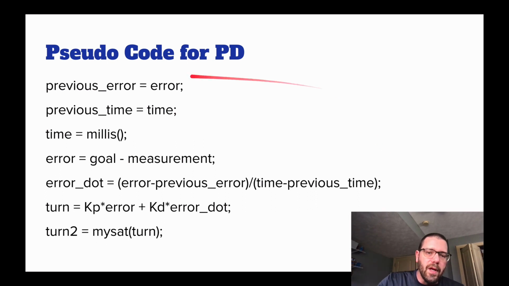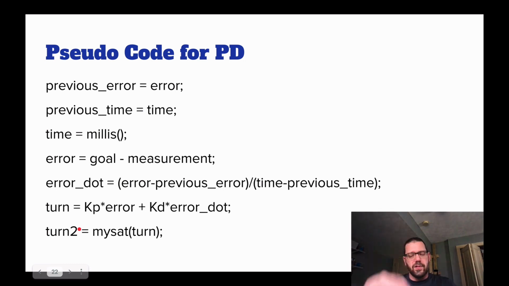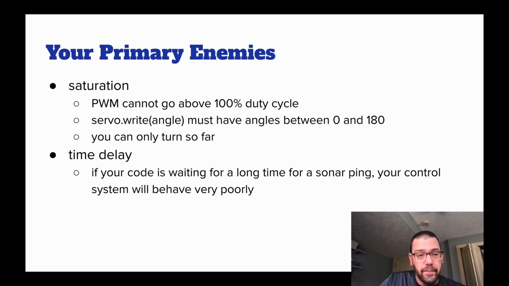So this might be what it would look like to save the previous error and the previous time before you go into your calculations. Then you'd grab the current time, you'd make the current error calculation, and you would find your error dot, like so. And then your turn would be KP times your error plus KD times error dot. And then you would have a saturation function, which you would have to write, that would protect you from trying to oversteer. And really, that's all that it would take.